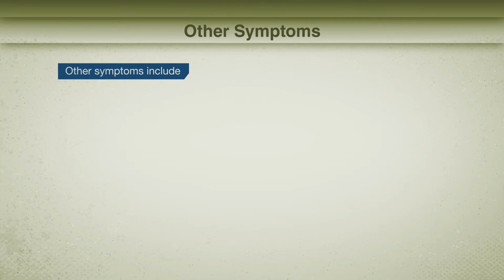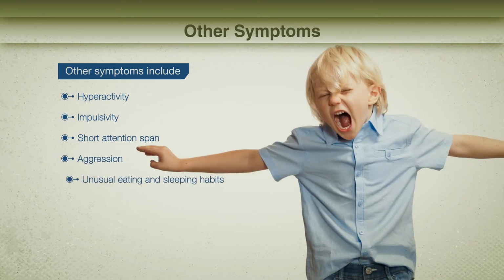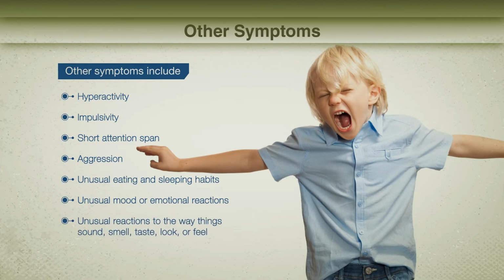Other symptoms of ASD might include hyperactivity, impulsivity, short attention span, aggression, unusual eating and sleeping habits, unusual mood or emotional reactions, and unusual reactions to the way things sound, smell, taste, look, or feel. Diet may be limited to only a few different kinds of foods, while others might eat non-food items like dirt or rocks. This behavior is called pica. They could also have issues like chronic constipation or diarrhea. They have a tendency to have odd sleeping habits and may also have abnormal moods or emotional reactions. In addition, they might not be afraid of dangerous things, but fearful of harmless objects or events.